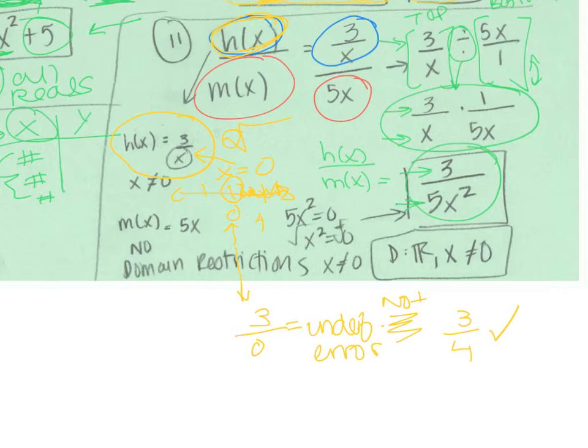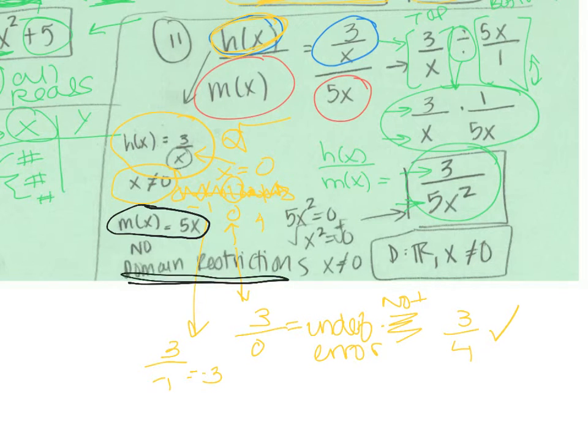Let's try to plug in a number smaller, any number. We'll plug in -1. 3 over -1 is -3. Check, so we shade over there. So we say x cannot be 0. That's the restriction for h of x. If we look at the original equation, m of x equals 5x, there's no restrictions on that, right? That guy would be all reals.